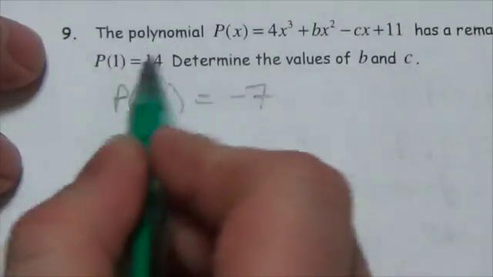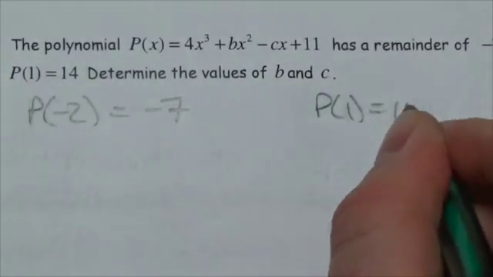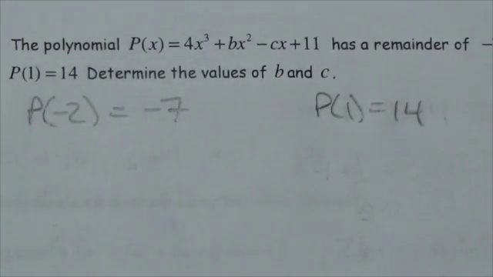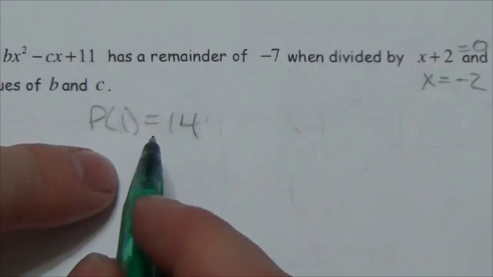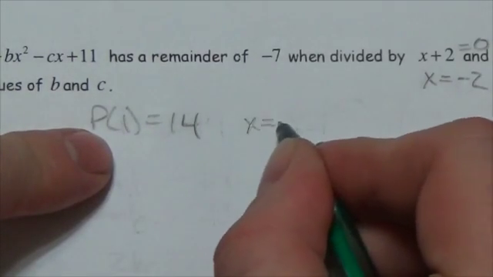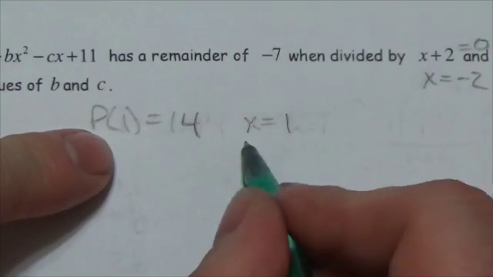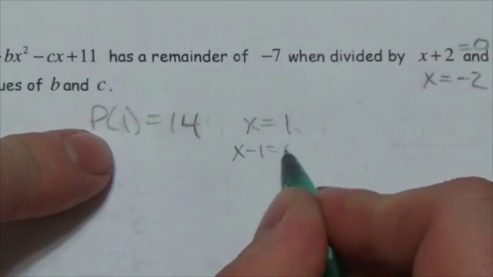And then I tell you right up front, p at 1 is equal to 14. But let's take a quick look at this and interpret what it is saying. When you plug a 1 in, we're saying that x equals 1. There should be an x in there, but we put a 1 in there. Bring that 1 over, and we get x minus 1 is equal to 0.